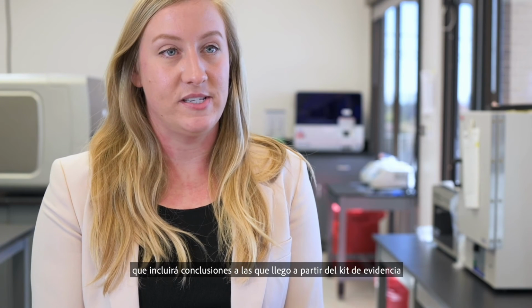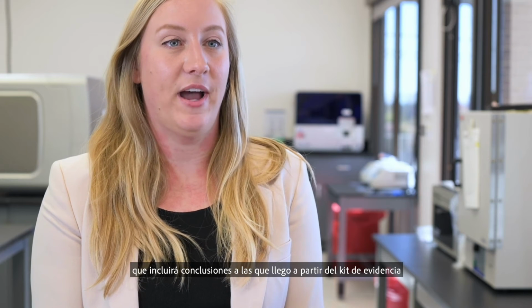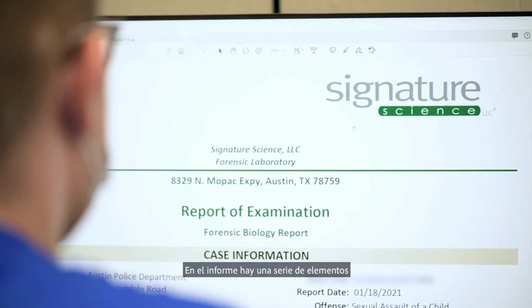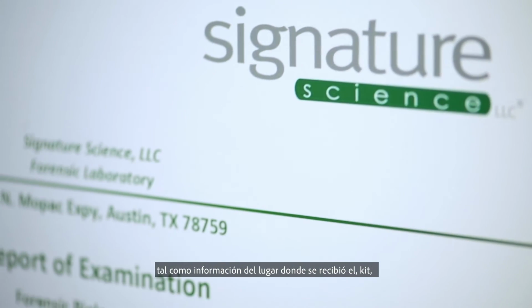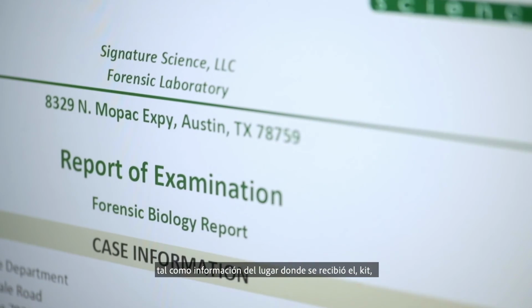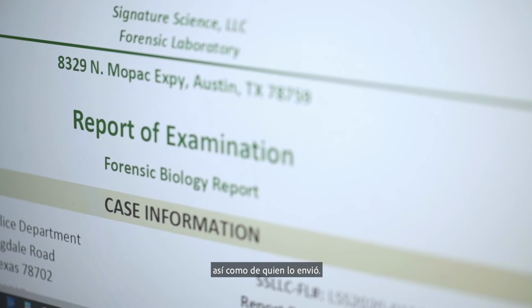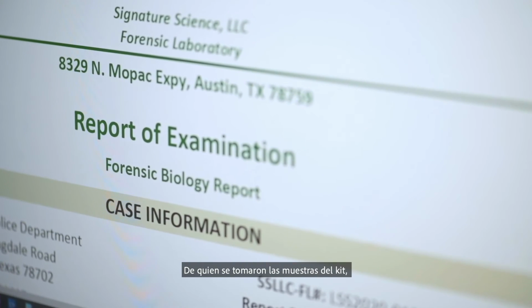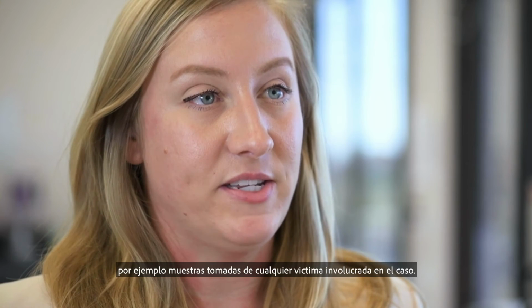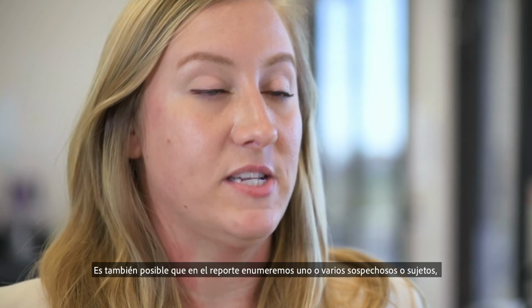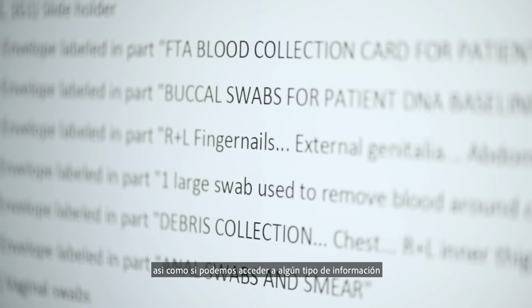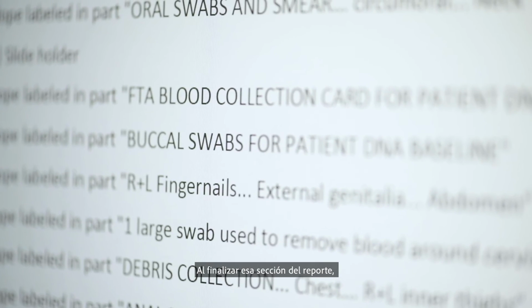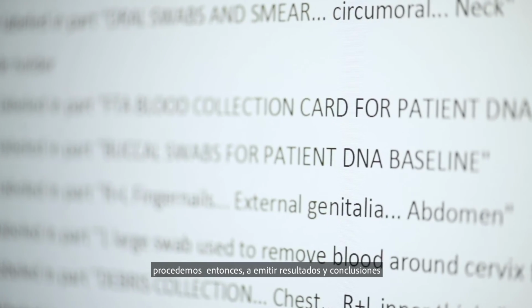the conclusions that the analyst has reached as far as the evidence from the kit. In the report, there are many different elements, such as information from where the kit was received, who submitted the kit, who the kit was taken from, for example, any victim that may be involved in the case. We also may have suspects or subjects listed on the report as well if that information is available to us. After that section of the report, we would move on to our results and conclusions.